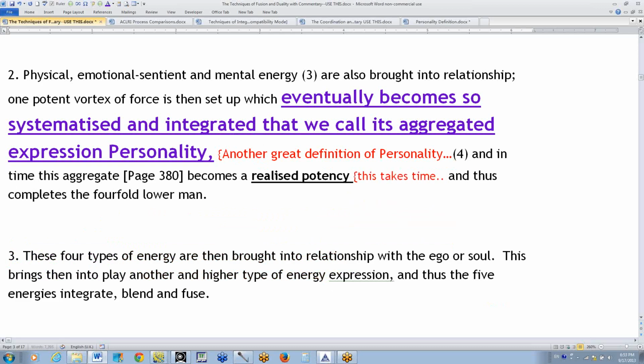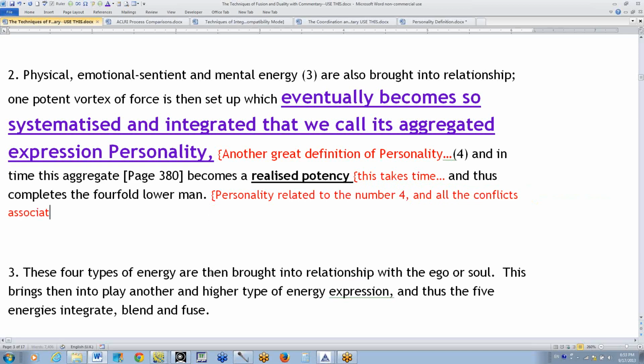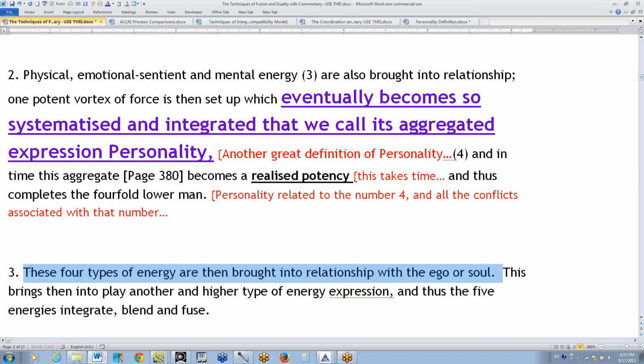None of this is going to happen in one life period, but the systematization and the integration becomes more solid and more complete, and then personality emerges. Personality is related to the number 4 with all of its conflicts. These 4 types of energy are then brought into relationship with the ego or soul.